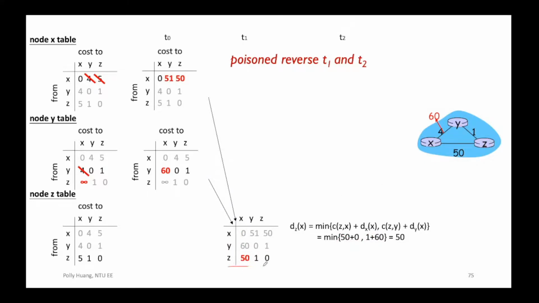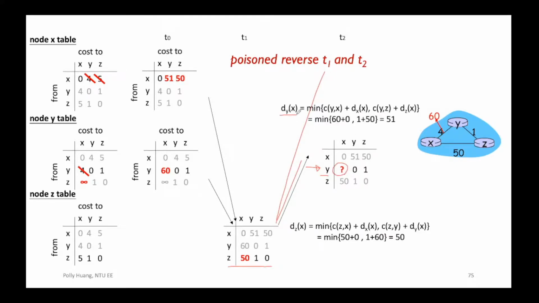So we update dz, and dz is going to go to the neighboring nodes. And so Y here, recalculating dy again, the dyx is going to be different as well. So dyx.